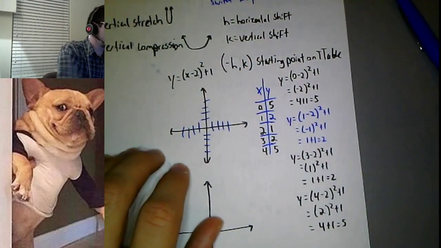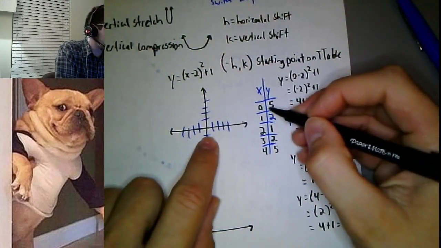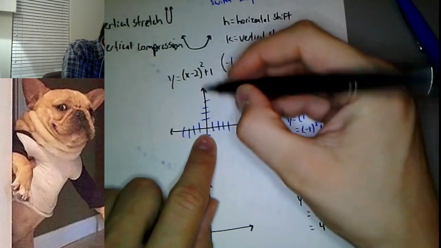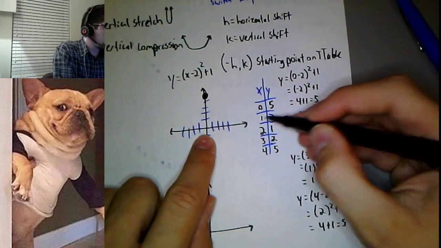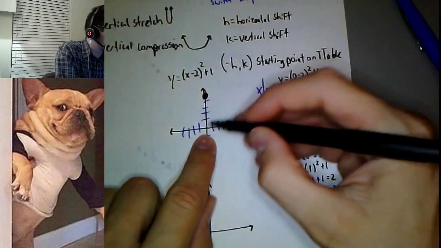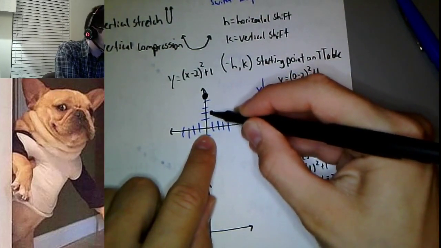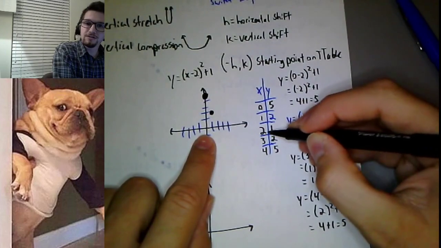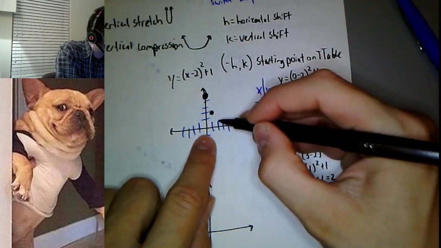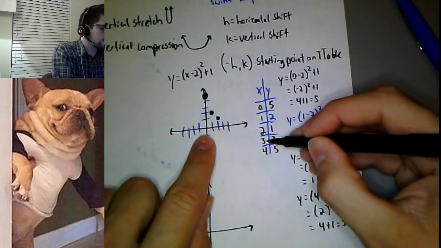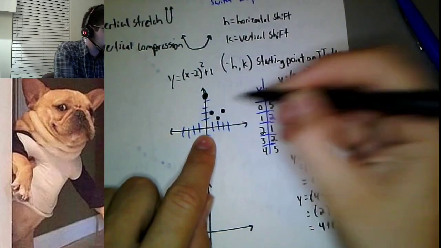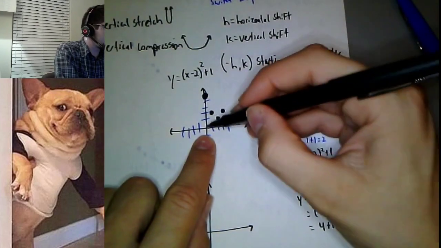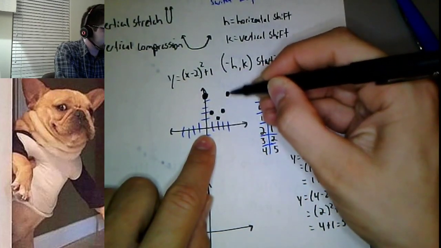Okay, so 0, 5. So I don't go anywhere left or right, and then I go up 5. I go over 1 to the right, and then up 2. Over 2, up 1. Over to the right 3, up 2. Over to the right 4, up 5.